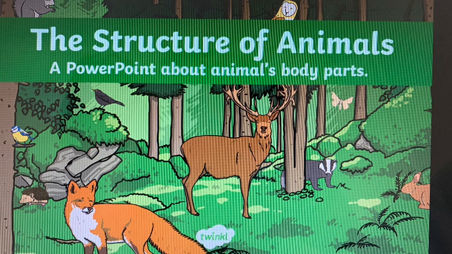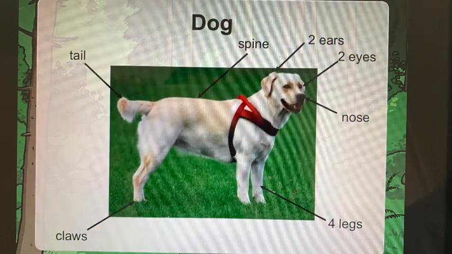We are going to be looking at the structure of animals. So this PowerPoint is all about animals' body parts. Here we have a dog, and as you can see we've got some labels labelling the body parts of the dog. So we've got a tail, claws, a spine. The dog has 2 ears, 2 eyes, a nose and 4 legs.